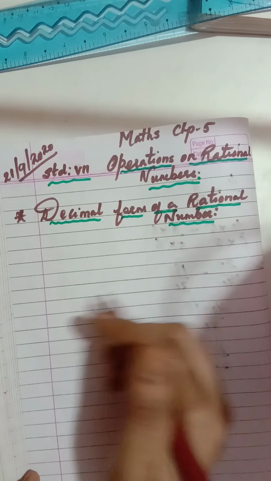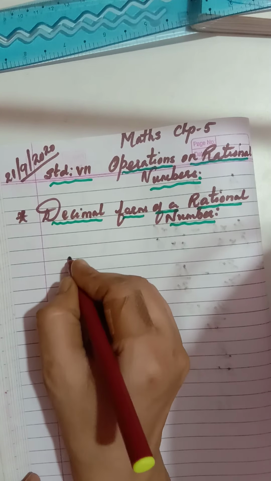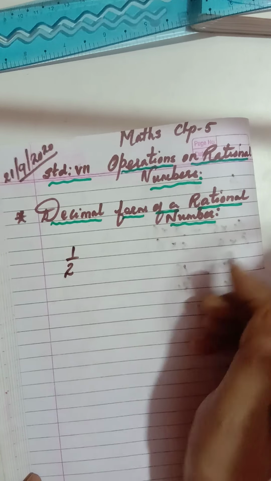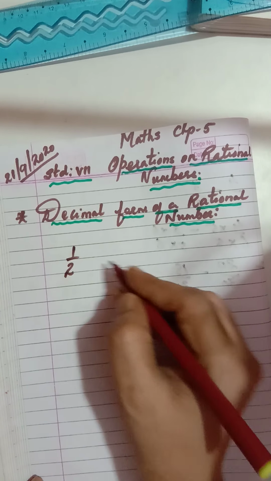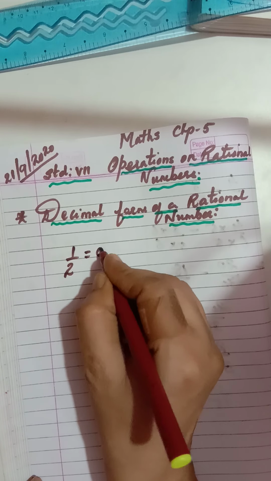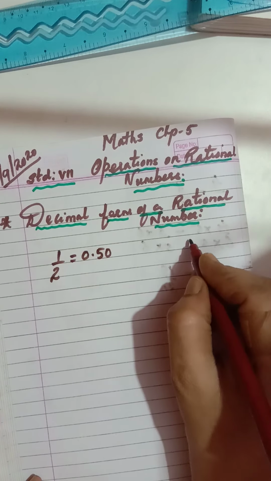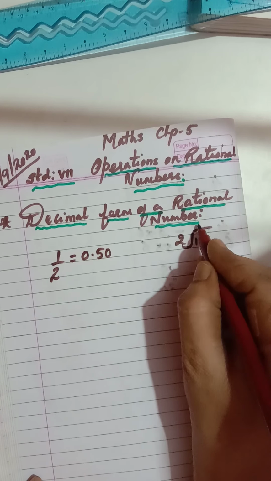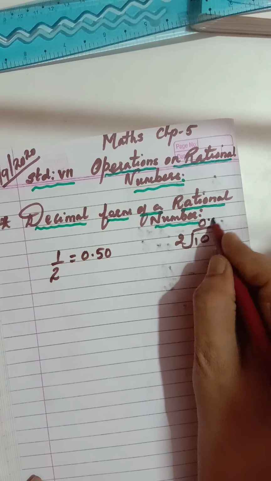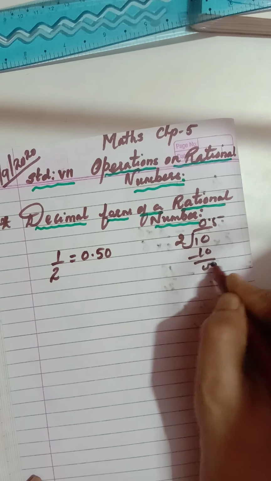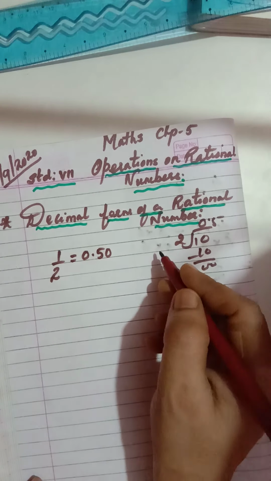Now say for example, I'll take a simple example, children. Suppose the fraction is 1 upon 2. Now we know this is half. Half can also be written as 0.50, right? Now if you want, you can divide and see, children. Here 2 into 1 is not possible, so 0. So 2 5s are 10. So here you are getting 0.5, that is 0.50.